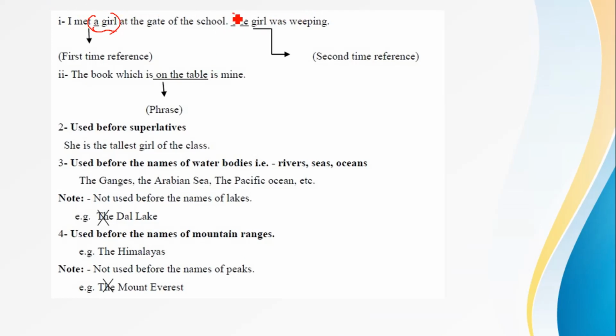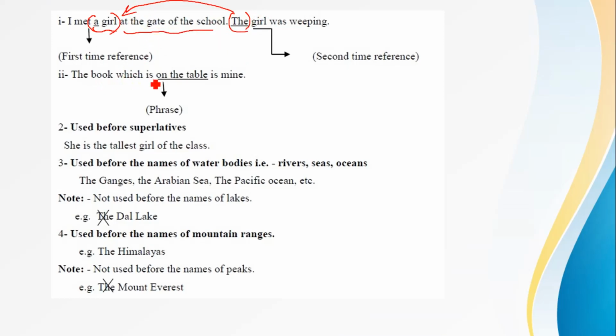But in the second sentence I've used "the", because now I'm talking about this girl. Now you know which girl I'm talking about. Now I'm talking about a particular girl, that particular girl whom I've described in the first part of the sentence. So therefore I'm using "the" over here, because now this girl is kind of known to me.